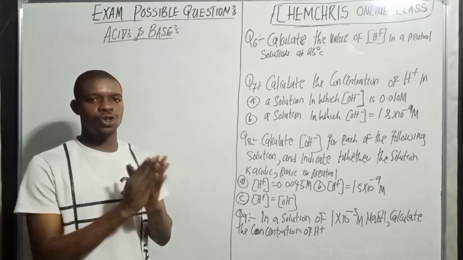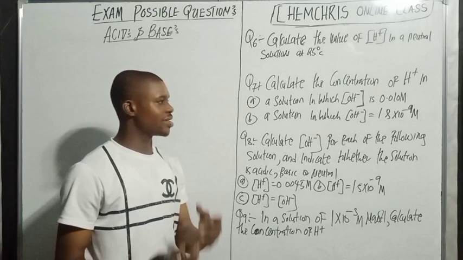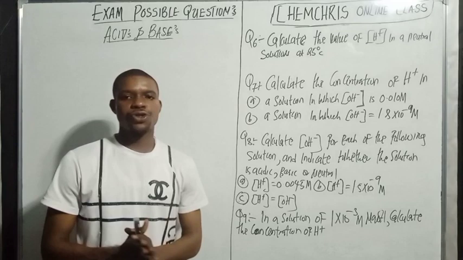So let's look at something here. This one is going to be the calculation aspect. You calculate the value of H plus in a neutral solution at 25 degrees centigrade. So you have this question. What I want to show you here are the various formulas in calculating acid and base.